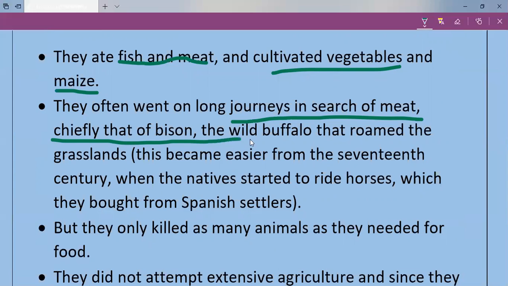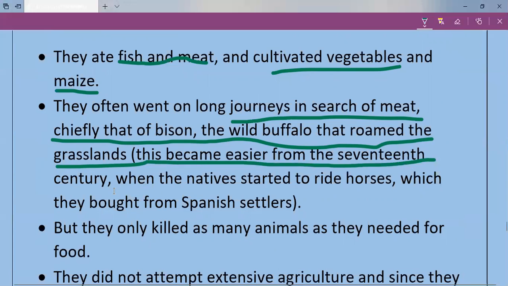Then they roamed the grasslands. They were moving, shifting in the grasslands from the 17th century, when natives started to ride horses. At that time vehicles were not there, so they learned to ride horses, and after that they started long journeys. And why did they make long journeys? They needed meat, the meat of bison, of wild buffalo.